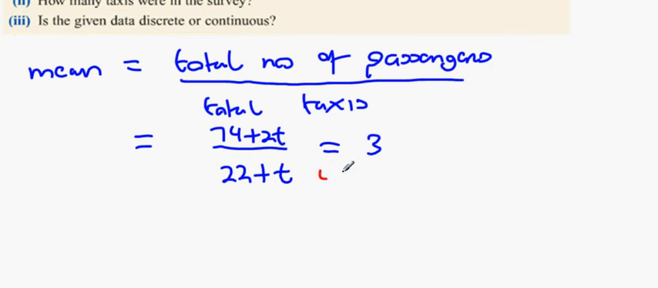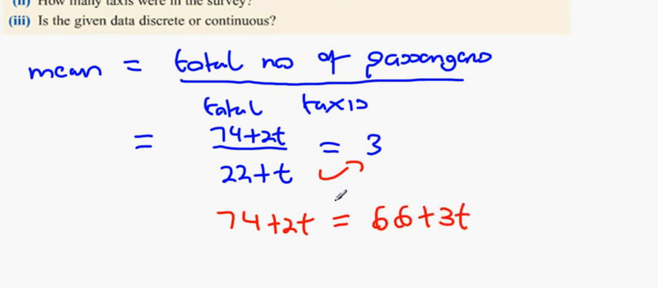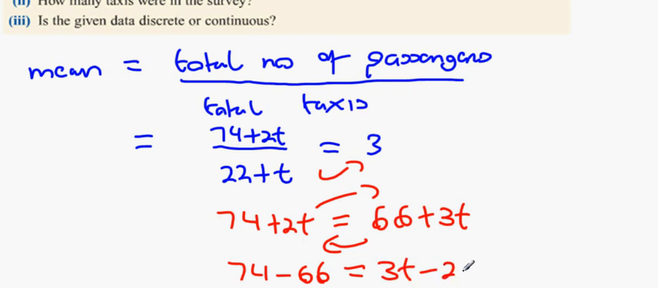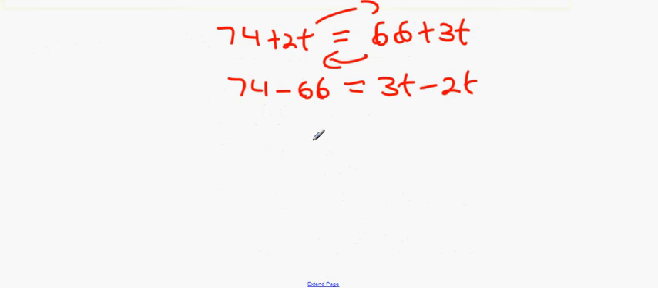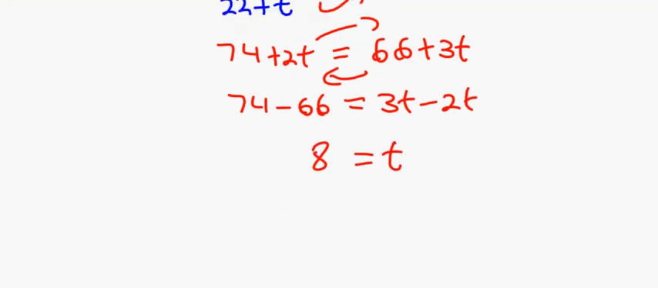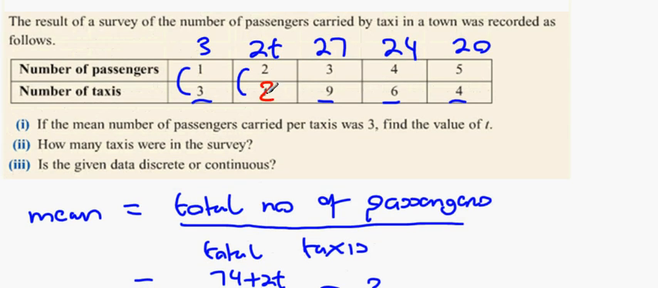Go and cross multiply the 3 up, and I'm going to get 74 plus 2t equals 66 plus 3t. Move the t over one side, 66 over the other, so we're going to get 74 minus 66 equals 3t minus 2t. And then what we should have here is 8 equals t. That means there were 8 taxis carrying 2 people.